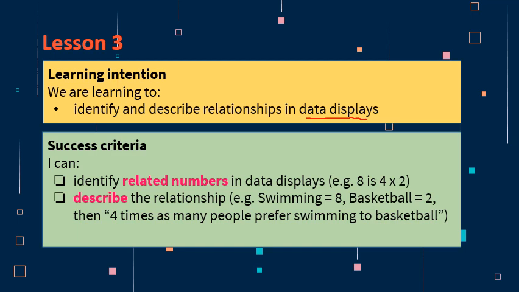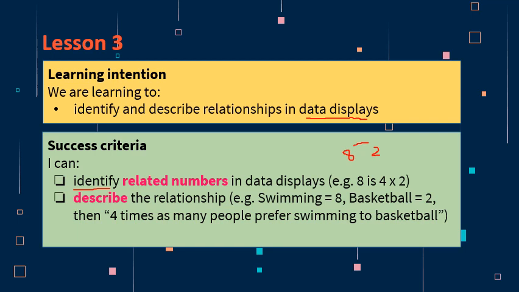Data displays are any way of showing data. So it could be a table, it could be a line graph, it could be a column graph, it could be a dot plot, any way of showing data. So to start off, we need to identify related numbers in data displays. So for example, if we have an 8 and a 2, we know that 8 is the same as 2 times 4. So that's a relationship, a numerical relationship between those two numbers.